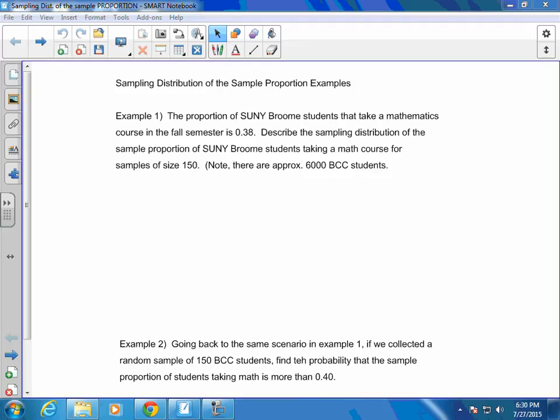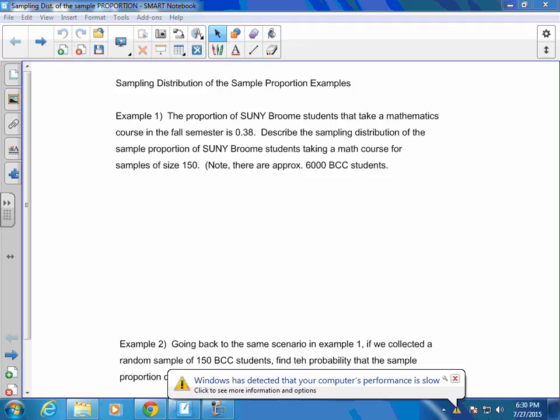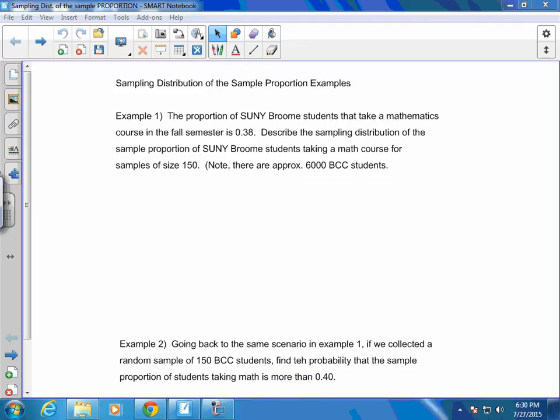So example 1, the proportion of SUNY Broome students that take a mathematics course in the fall semester is 0.38. Describe the sampling distribution of the sample proportion of SUNY Broome students taking a math course for samples of size 150. And as a note here, there are approximately 6,000 BCC students.